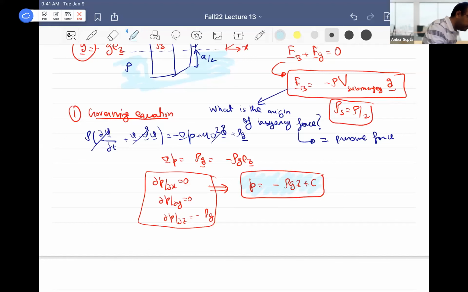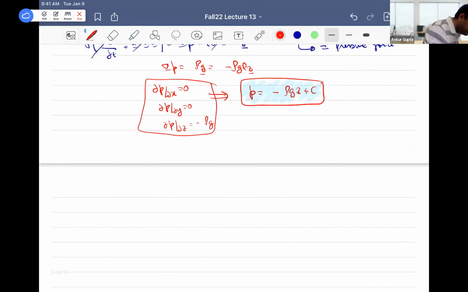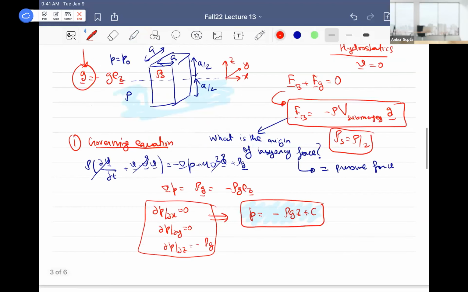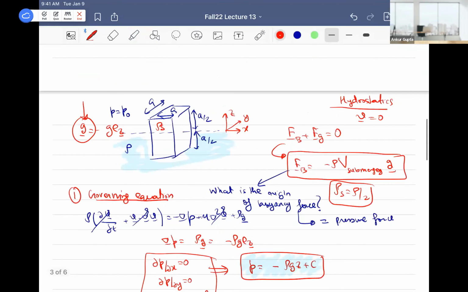The second question was about the boundary condition. And we very quickly discussed this and stopped here. The question is, which boundary condition should we apply? Looking at the geometry, there are many interfaces, right? There's a solid-air interface, a solid-liquid interface, and a liquid-air interface. And we said what we really want to find is the constant for pressure.